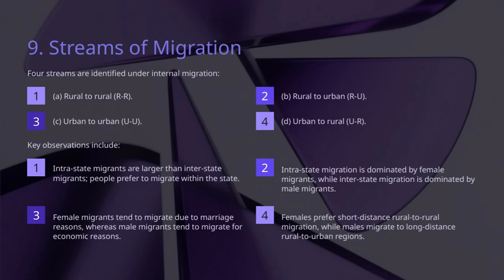To sum up, these different streams of migration highlight how gender, distance, and motivation influence migration patterns. Understanding these dynamics helps us grasp the broader picture of internal mobility and its impact on regional development.